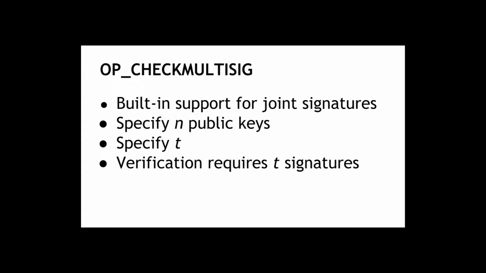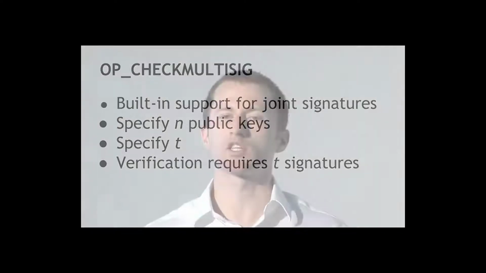So we'll show some examples of what you'd use multisig for in a second, but this is quite a powerful primitive that in a compact way in the Bitcoin scripting language, you can express the concept that t out of n of these public keys must sign in order for this transaction to be valid.